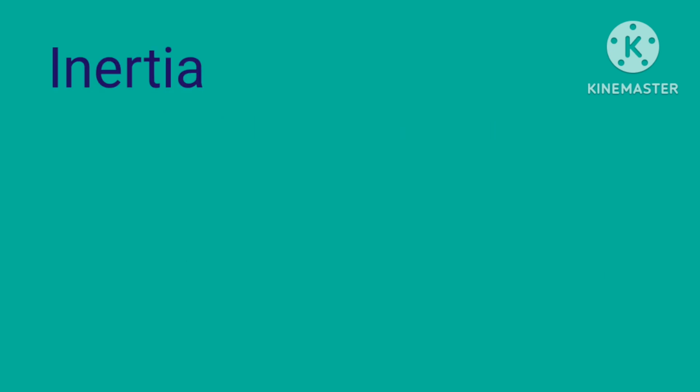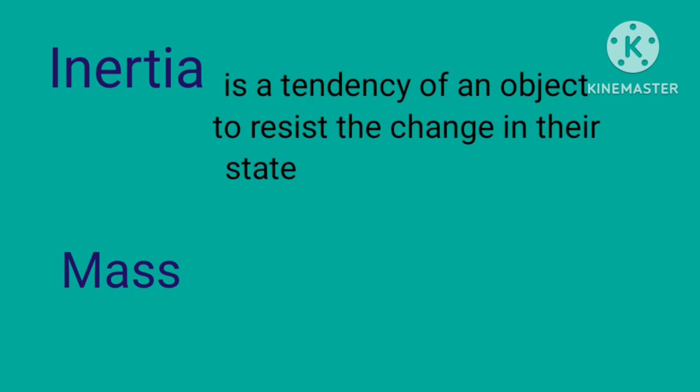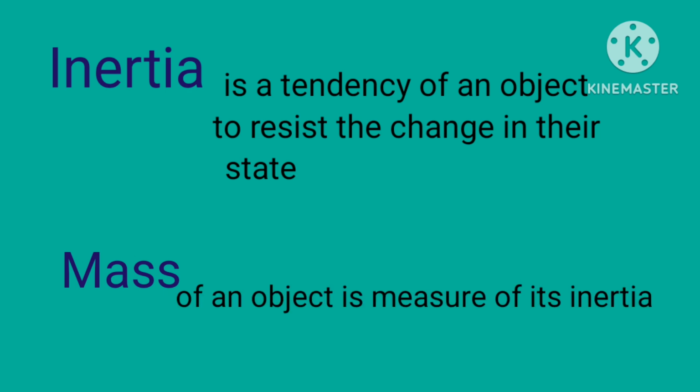We can relate inertia and mass by giving the definition of both. Inertia is the tendency of an object to resist change to its motion, and the mass of an object is the measure of its inertia. Both mass and inertia are interrelated. So, this is our topic, inertia.